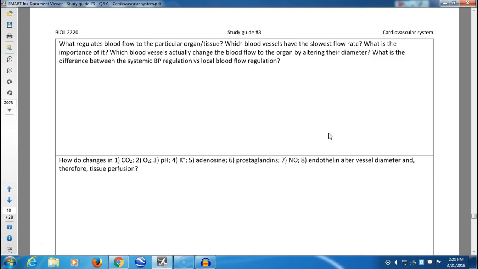So, systemic blood pressure regulation attempts to maintain blood pressure constant, stable. Does that make sense? Local perfusion should comply with tissue needs. So, local blood flow can actually alter quite a lot, while blood pressure stays stable. Does that make sense?